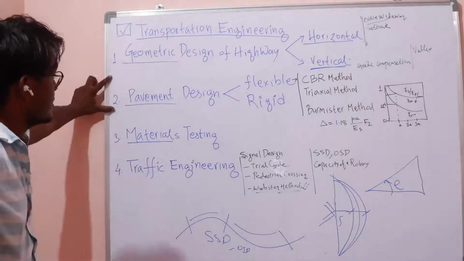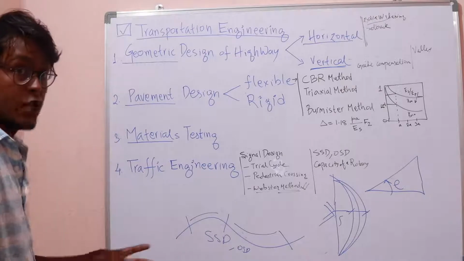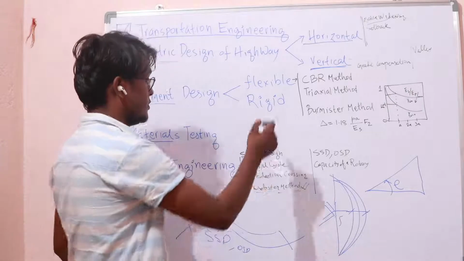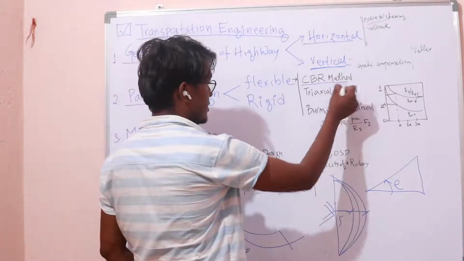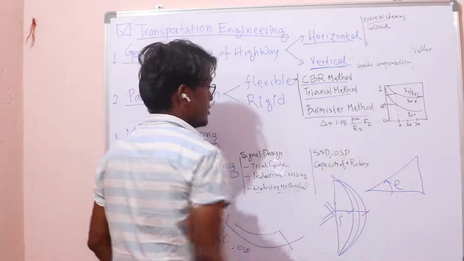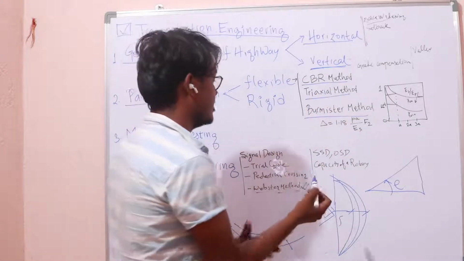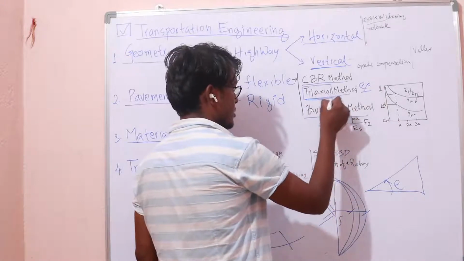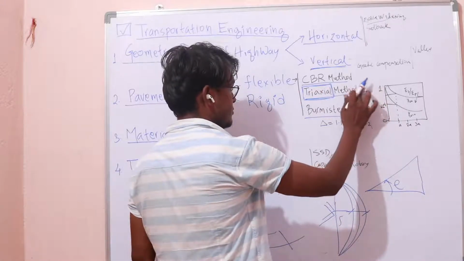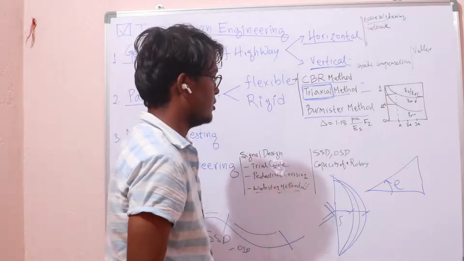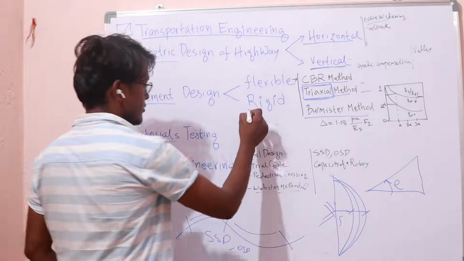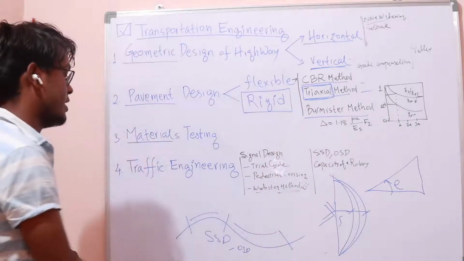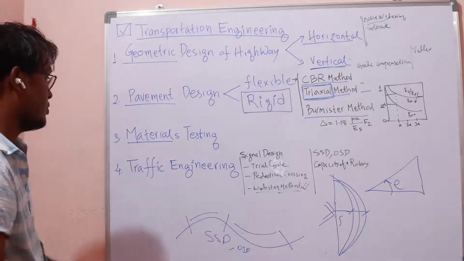Then we will study pavement design. There are basically two types of pavements: flexible pavement and rigid pavement. So in flexible pavement we study three types of design: CBR method, triaxial method, and Burmister method. CBR method is purely empirical method. Triaxial method is based on experiments, triaxial loading experiment of the soil. Then Burmister method is purely theoretical method. And then we have formulas for design of rigid pavements. So we will take a good look at that.